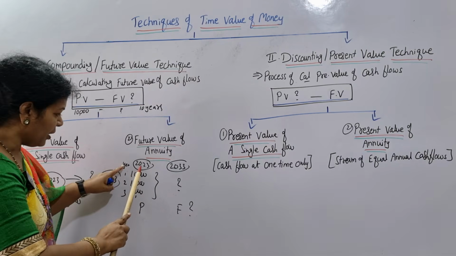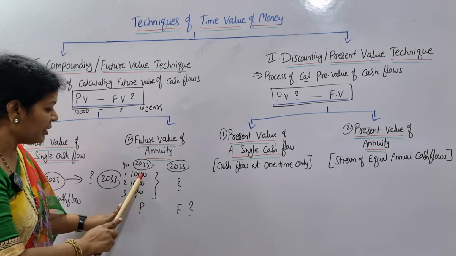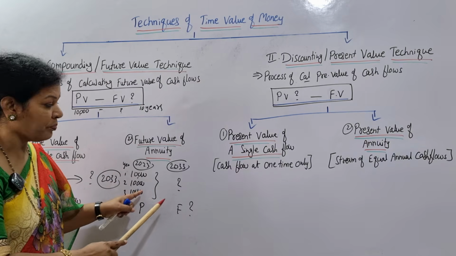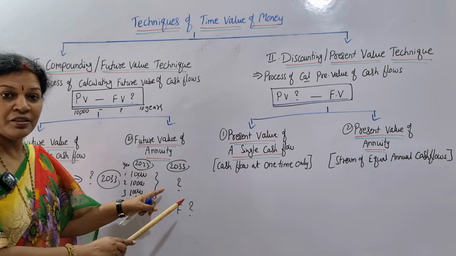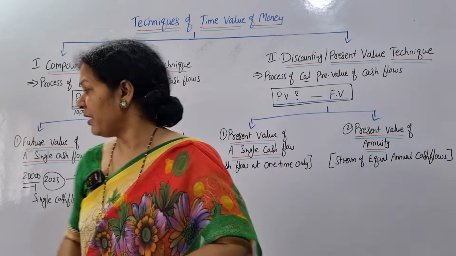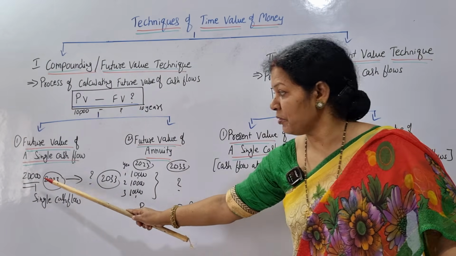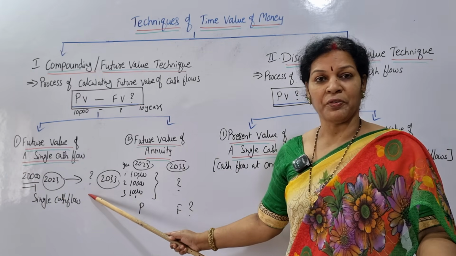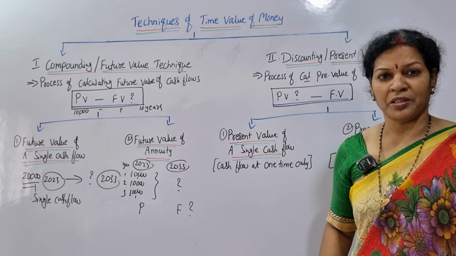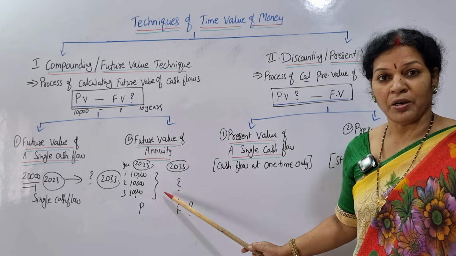Annuity means you are having lots of inflows. How many inflows are there? 3 inflows. 3 years I am investing 10,000. Future after waiting 10 years, how much am I going to get? So this is future value of annuity. There we have only one single cash inflow, 20,000 invested, after 10 years how much? Here 3 times I have invested 10,000, 10,000, 10,000. After 10 years, how much am I going to get?